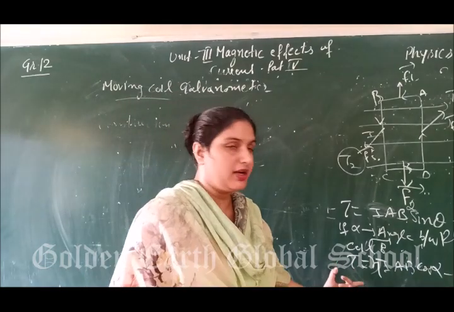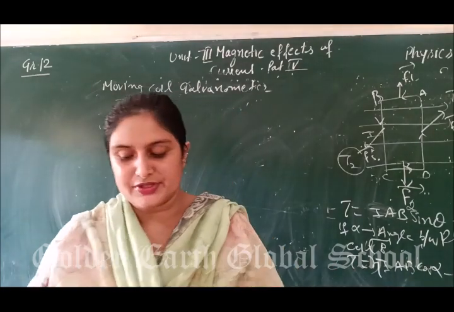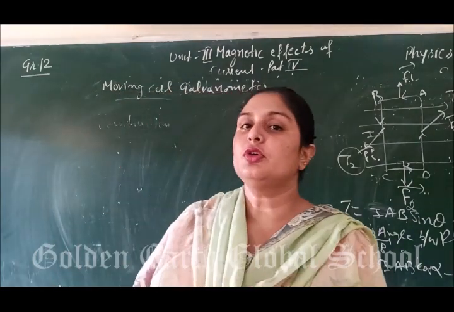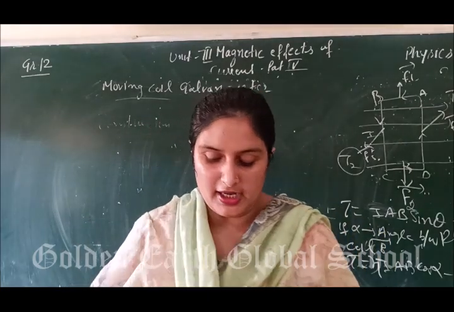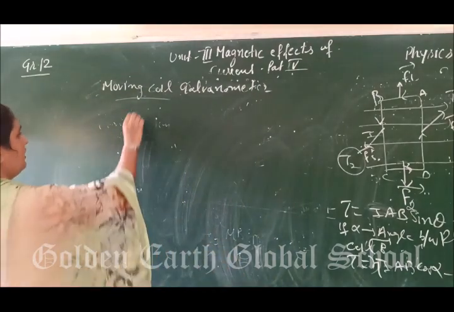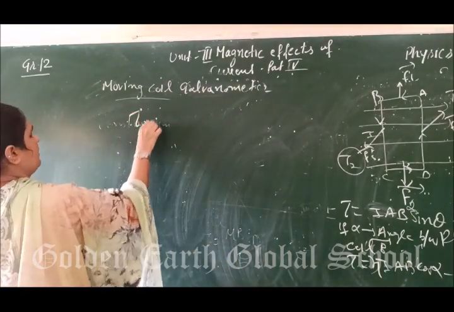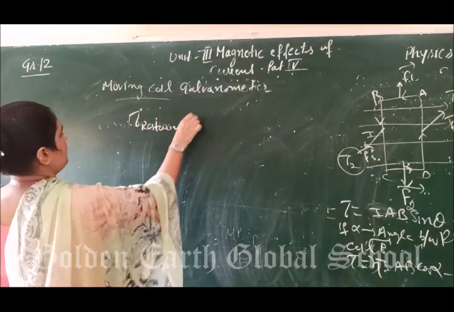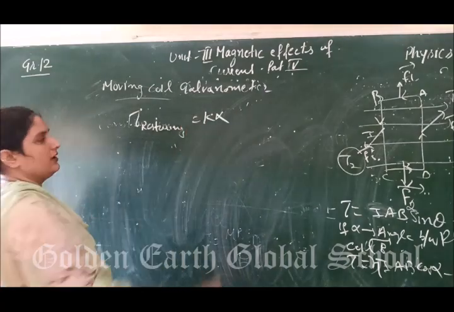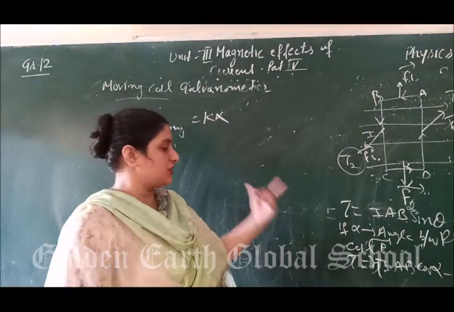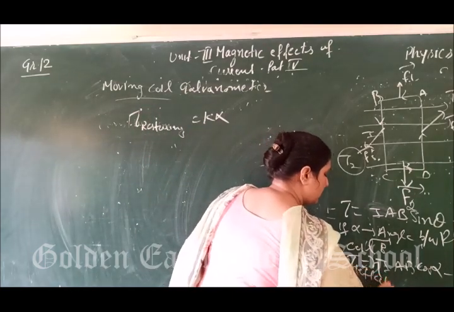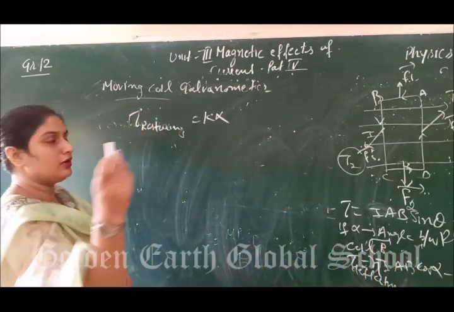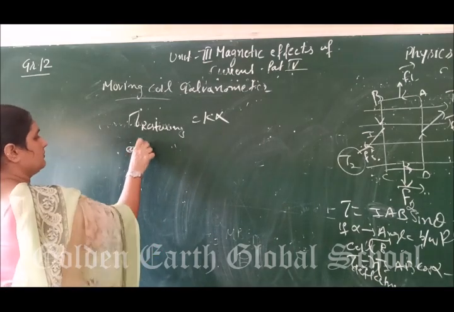This torque is called the deflecting torque, and the restoring torque is that torque due to which the coil is going to gain its initial position. Restoring torque is equal to K alpha, where alpha is the deflection produced. Now we are talking about the equilibrium condition.